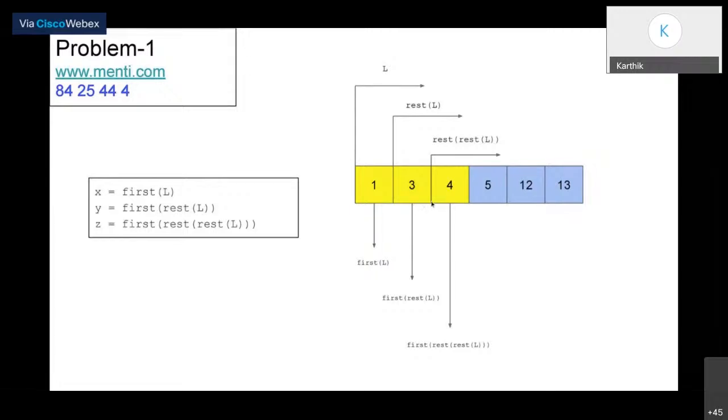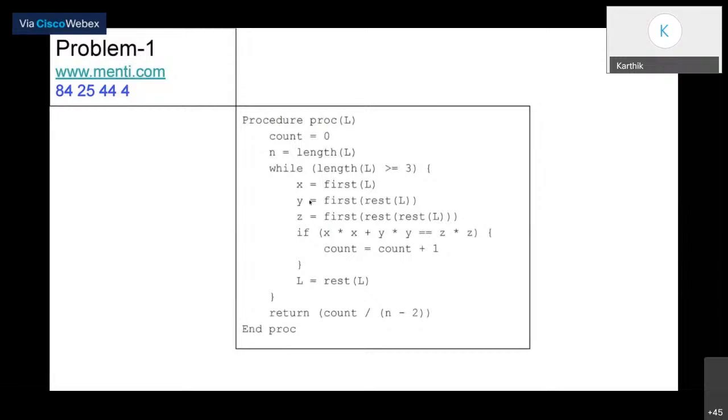Now, if you want the third element in the original list, what we do is we take rest of rest of L, right? So that will remove the first two elements from the original list. And if you take the first element in that, then you have all three numbers that you need. Store them in X, Y, and Z, right? And that completes your code. So X equal to first of L, Y equal to so on and so forth. And you check if it's a Pythagorean triplet. If the condition evaluates to true, you increment count and you end it there.